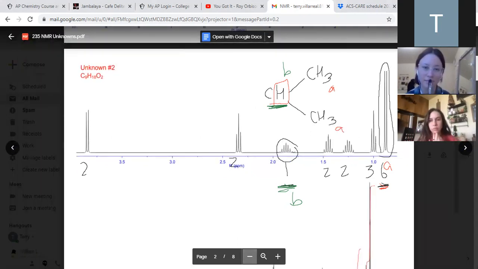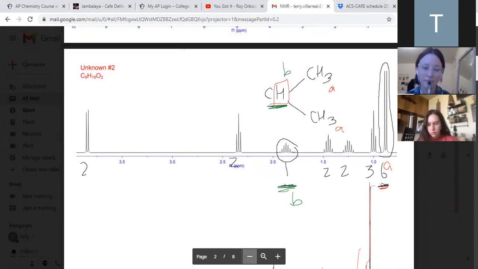All right. So if there's 9 peaks, how many neighbors does my B signal have? 8. Right. So I have 3 here. I have 3 here. How many more must there be? 2 more. Right. So it's going to be next to what type of group? The isopropyl group.